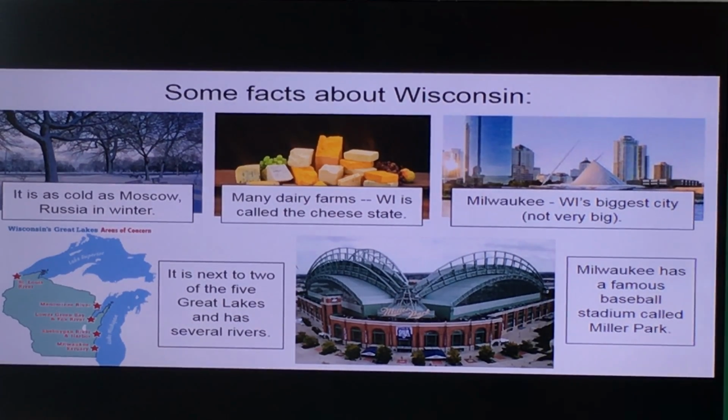The state is located next to 2 of the 5 Great Lakes, so there's a lot of water around and many beaches. Although I'm sure you can imagine those beaches get closed down during the winter time because they get frozen over. And then Milwaukee also has a famous baseball stadium called Miller Park. The top of it can open and close, so it's a very famous area, and Milwaukee's very big for baseball.